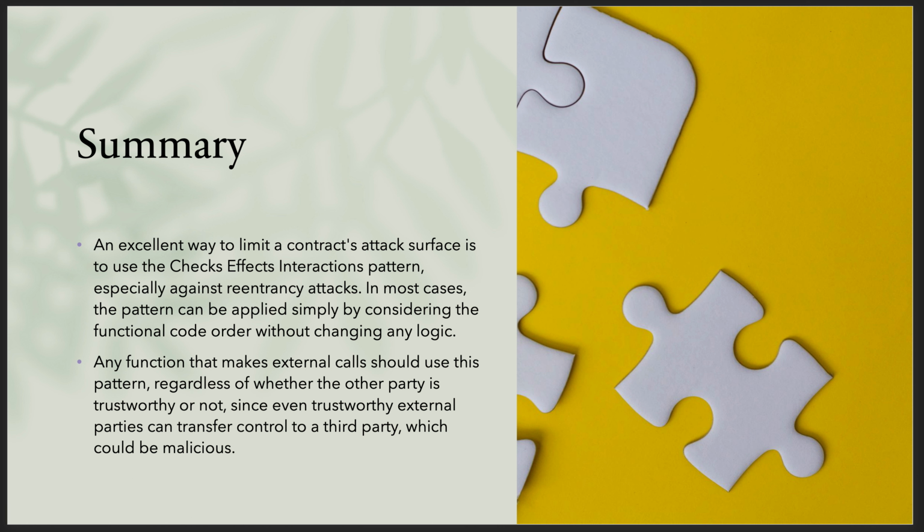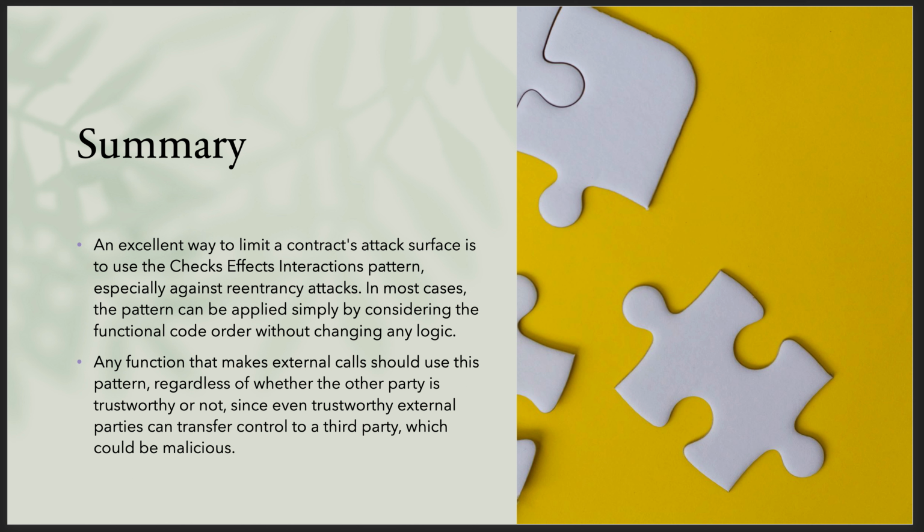So the checks-effects-interactions pattern is really good for making sure reentrancy attacks aren't happening. In most cases, this pattern can be applied just by checking out the flow. Check what you've got, make sure you're getting back the expected things. And if you don't get back what you expect, throw an error. Error handling is a brilliant way of doing things. Any function that makes external calls should use this technique, regardless of whether you trust the party or not. Just get in the habit of it.